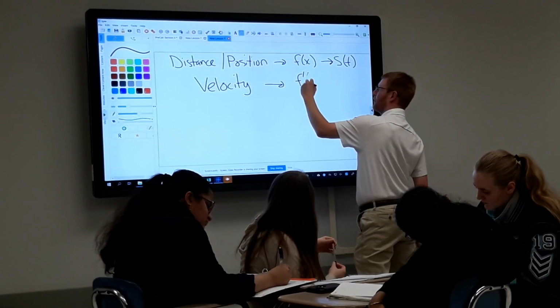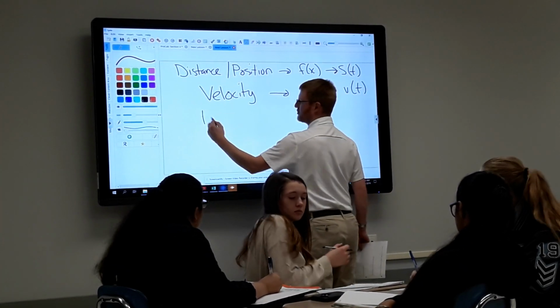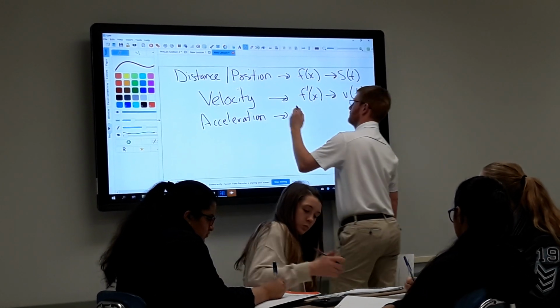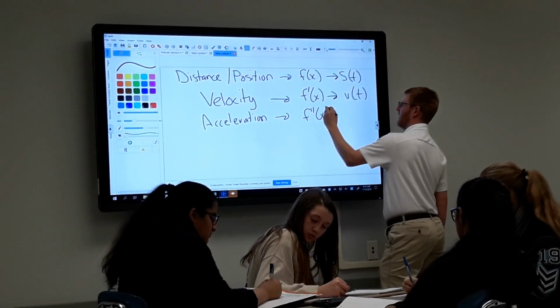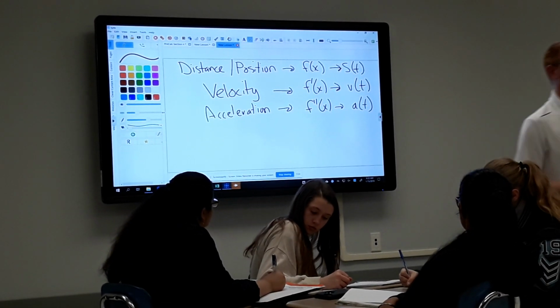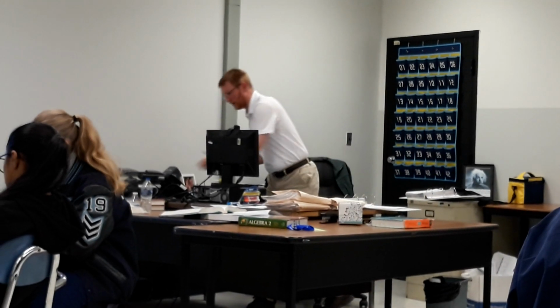Your velocity is f prime of x, and your acceleration is f double prime of x. So the point is that you need to be able to understand where you're at in that.